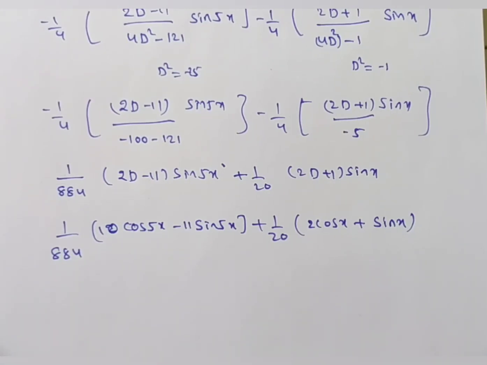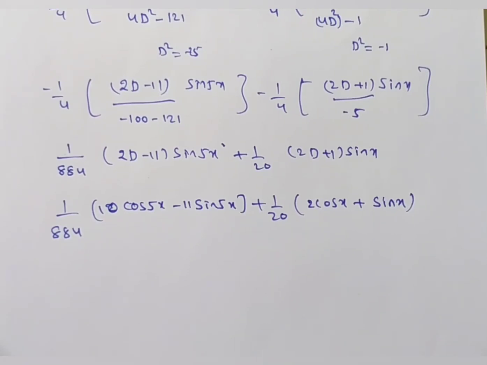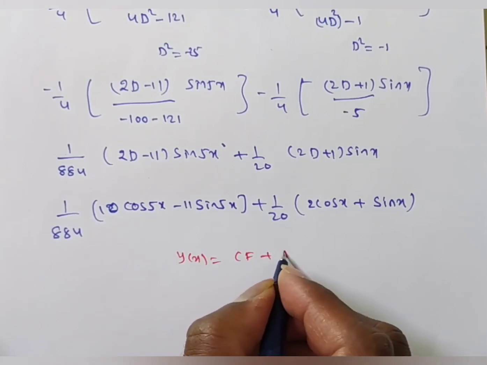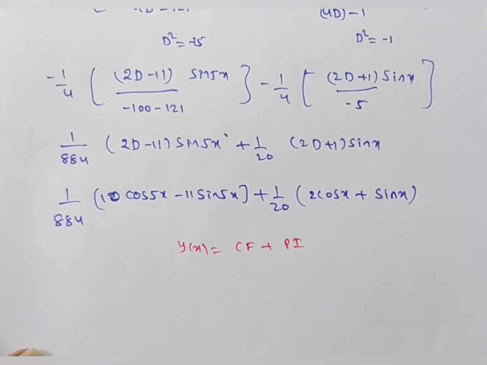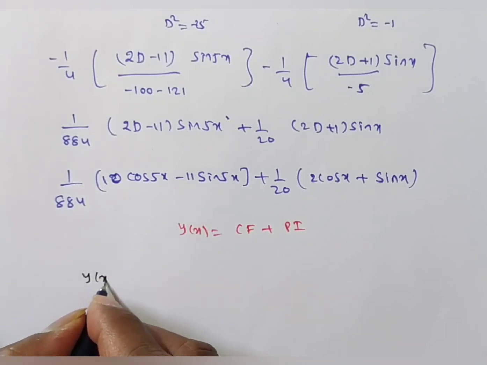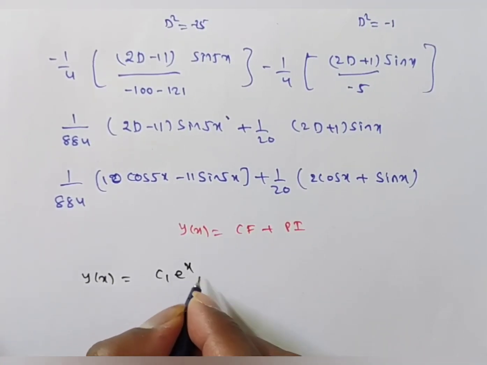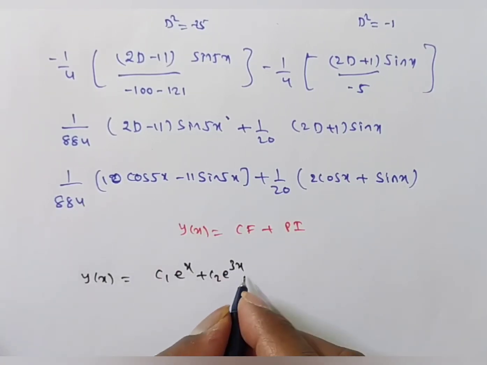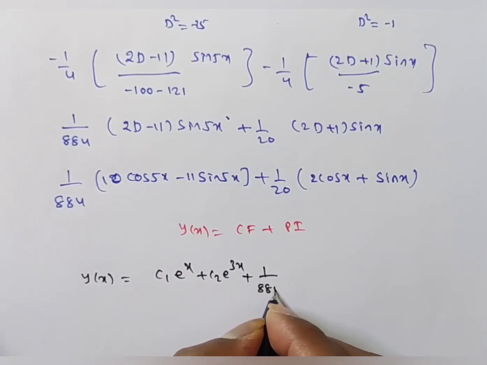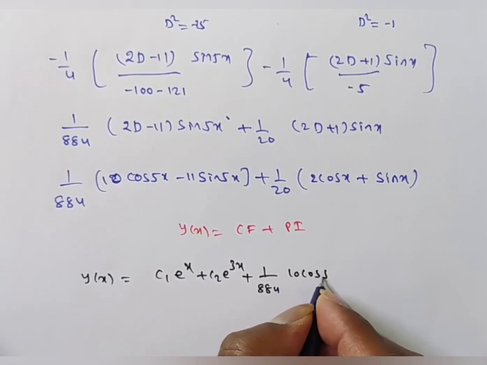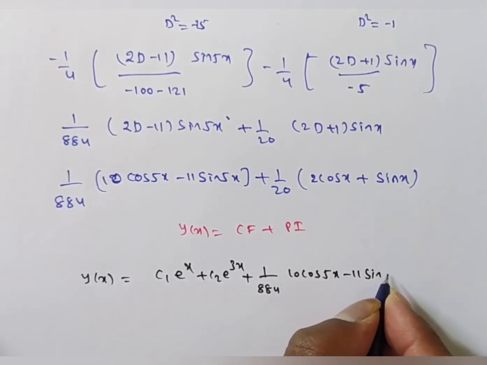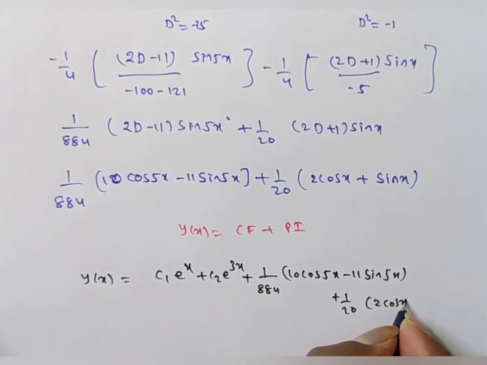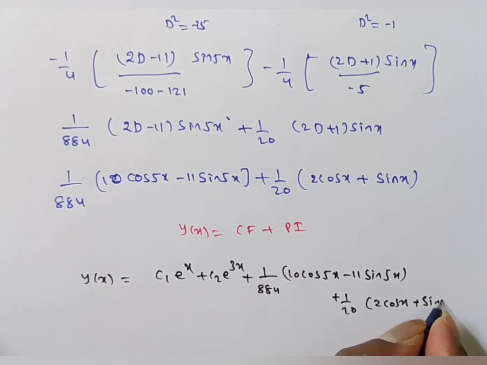Okay. Now what is the general solution for this? The general solution is y of x equal to the complementary function plus the particular integral. Hence the general solution is y of x equal to c1 e power x plus c2 e to the power of 3x, plus, for the particular integral, 1 by 884 times 10 cos 5x minus 11 sin 5x, plus 1 by 20 times 2 cos x plus sin x. So is it clear for everyone?